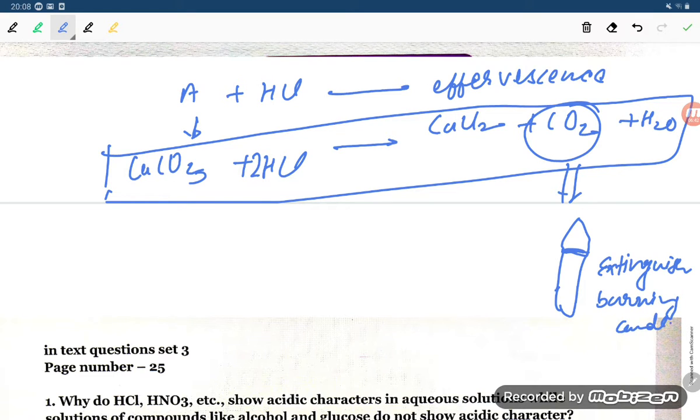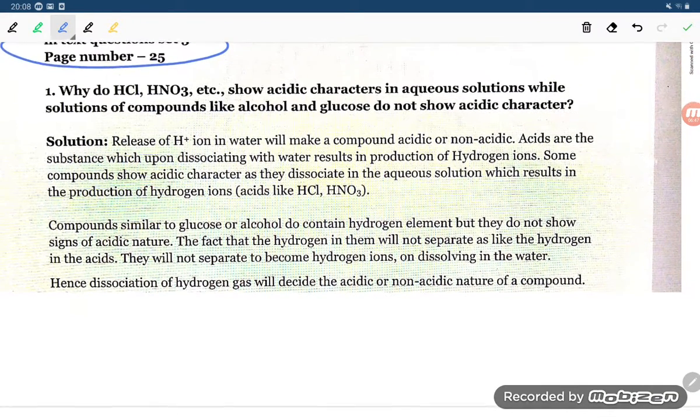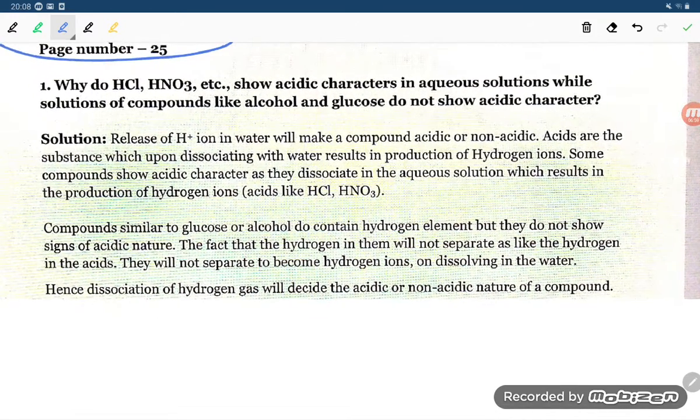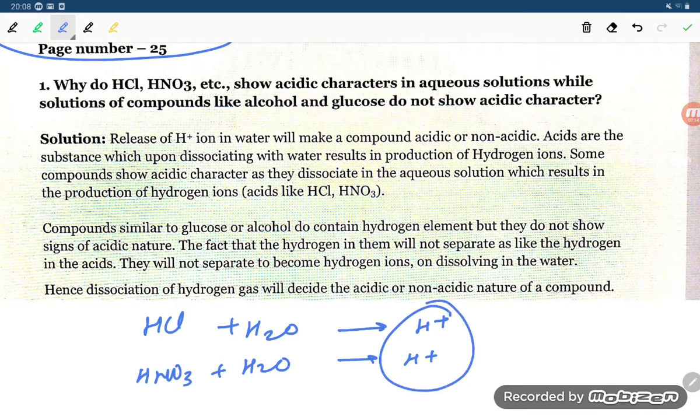Okay, next point. In question number three: why do HCl, HNO3 etc. show acidic character in aqueous solution, while solutions of compounds like alcohol and glucose do not show acidic character? This is also a quite good question, student. If you take HCl and put it in water, it will give H plus ions. If you take HNO3 and put it in water, it will also give H plus. Since it is giving H plus, ionization is taking place, so it will act as an acid.